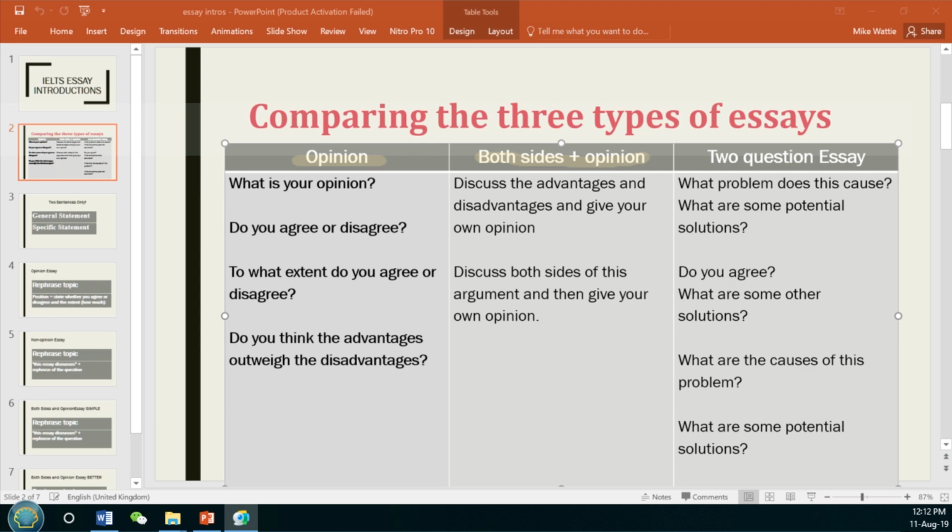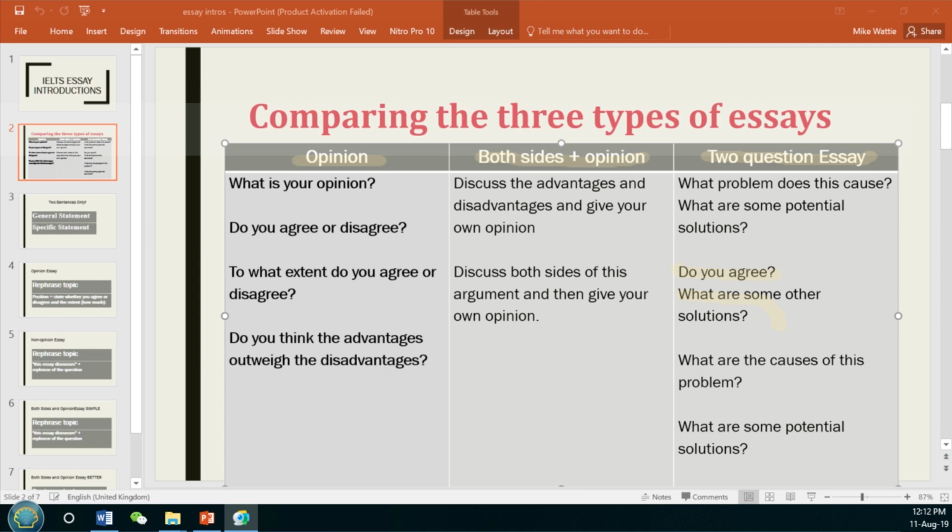And then finally we move on to the two question essays. These are often problem and solutions, but there can be other types of questions as well, such as your opinion on a possible solution, and then to make some recommendations about other potential solutions. So now let's move on and see how we write the introduction for these three types of essays.